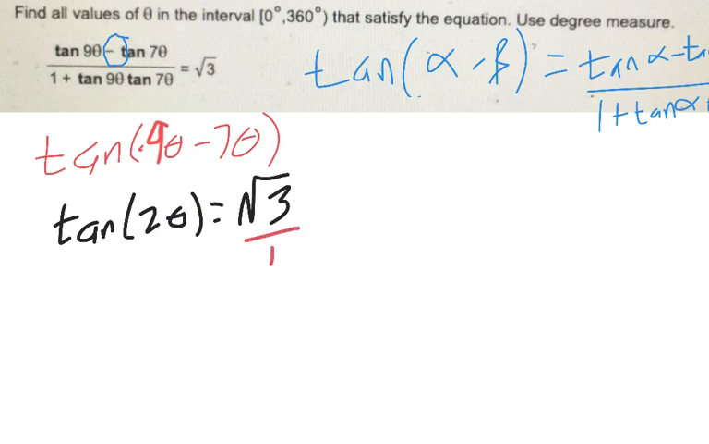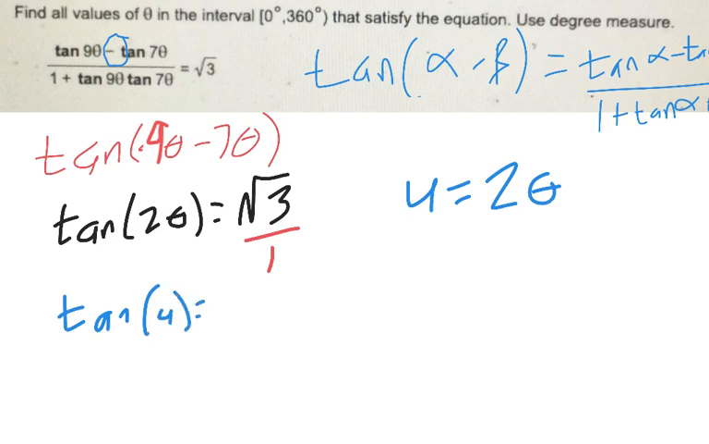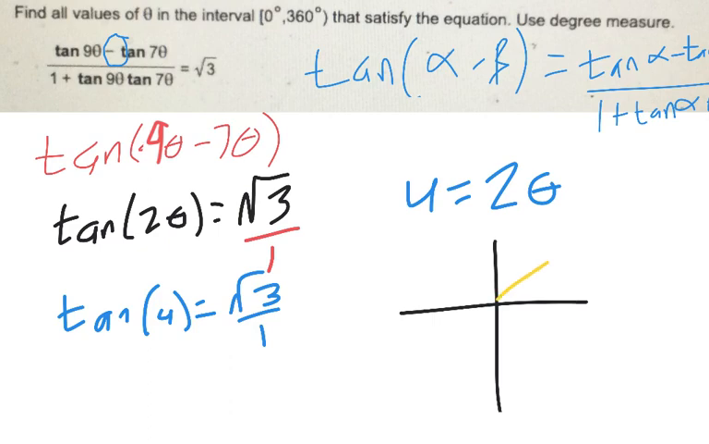I don't really like the argument being 2 theta, so I can just do a u substitution. I can say that u is equal to 2 theta. So that means that tangent of u is equal to radical 3 over 1. Because this is positive, that means it has to be in either the first or the third quadrant.